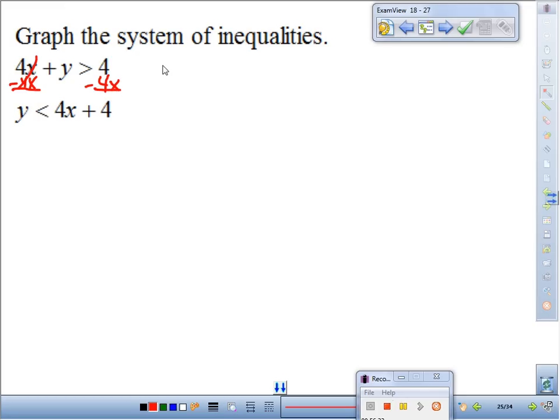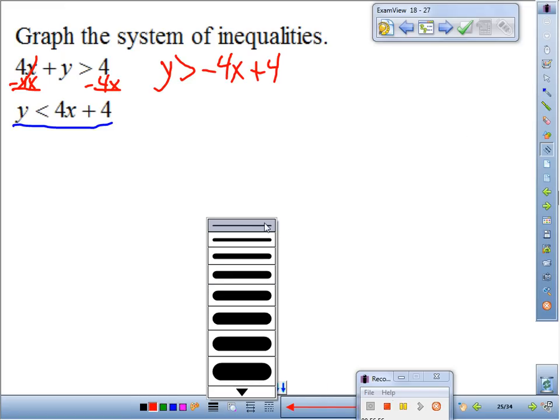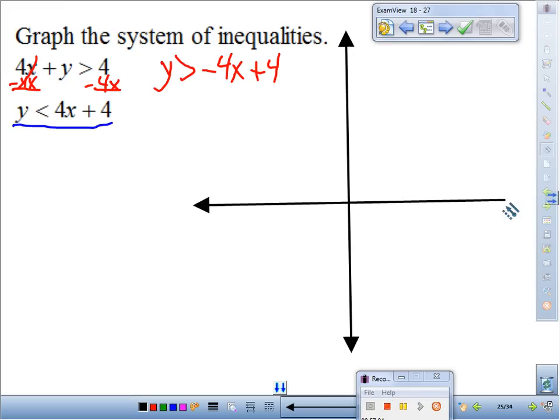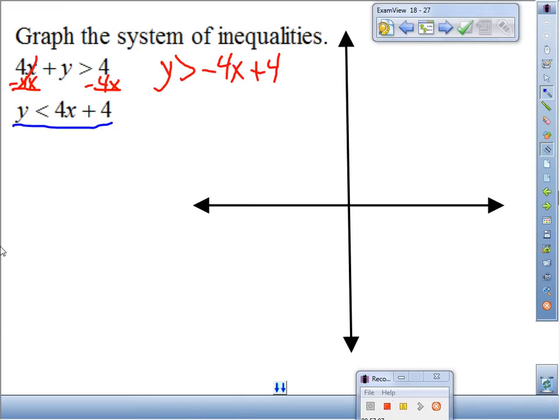We're left with y is greater than, what goes first? Negative 4x plus 4. So now we have two inequalities. We have this one in here that was already solved for y, and this one in red that is now solved for y. Let's graph. Let me get my coordinate plane going. Here it is. I'm going to graph first, which one? The one in red? Okay, so let's start with that one.